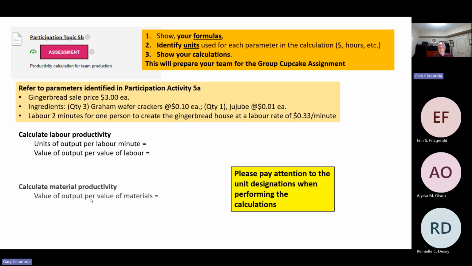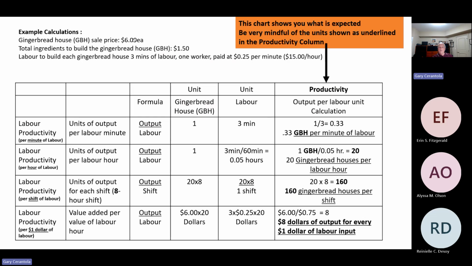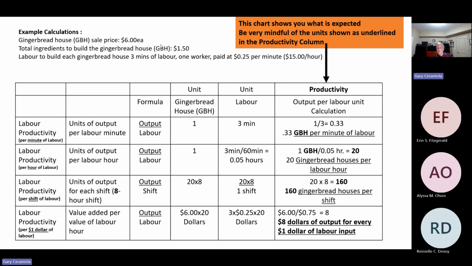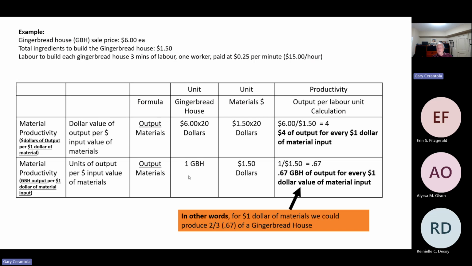So I'll just show you this example here. I've done this now with different numbers, but if you plug the numbers that I've given you, like the $3 each, and the ingredients, and the labor, I want you to calculate these particular pieces. The formula's there, the units are there. So if you understand how this got put together, then you'll be able to just translate your factors in here. 3 graham wafers at 10 cents each, one jujube at 1 cent each, gingerbread sale at $3 each, and 2 minutes labor at that. So if you put those numbers into here, you'll be able to calculate this out to get to 5B, right? So this should make it fairly straightforward.